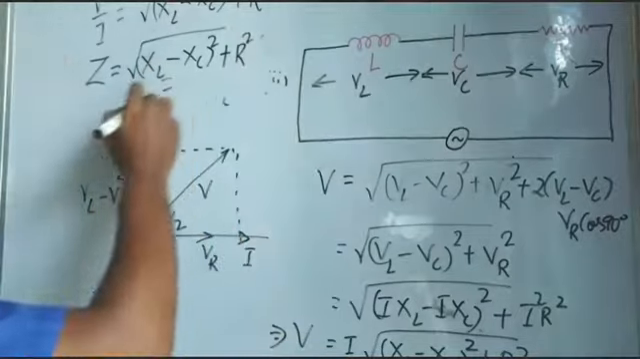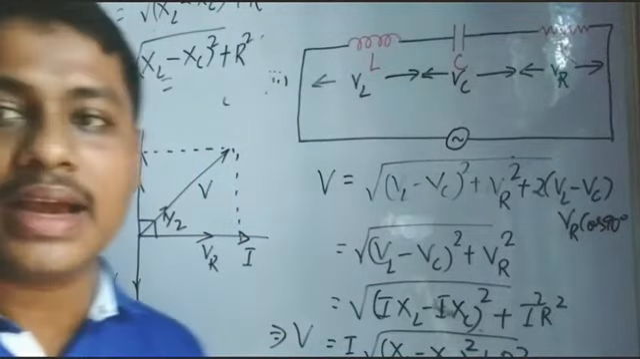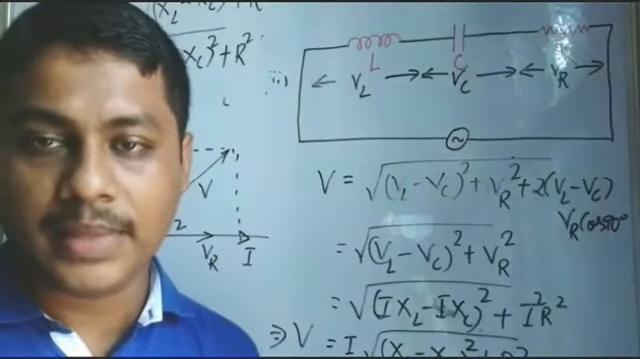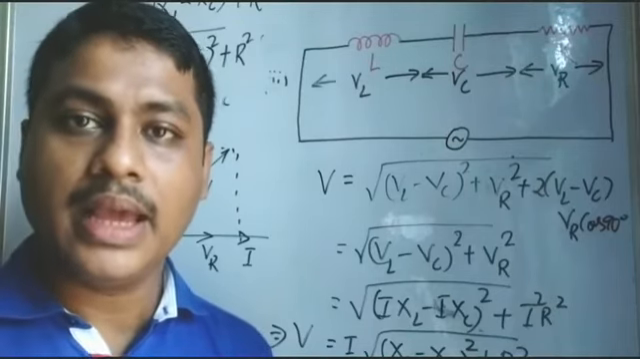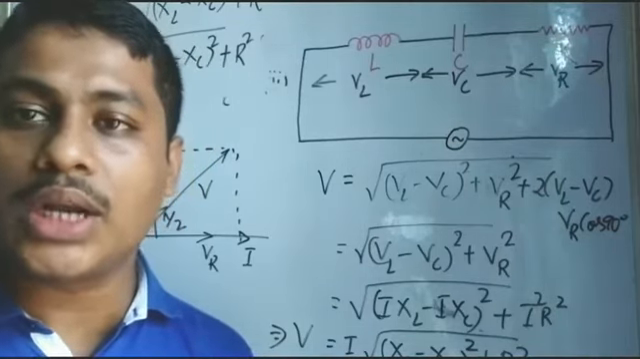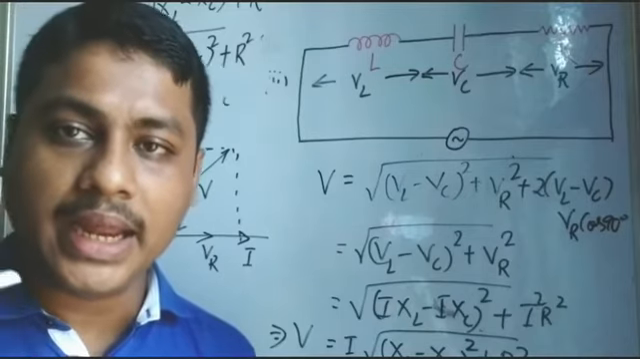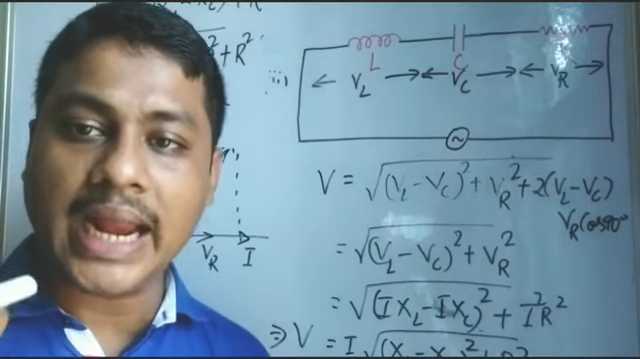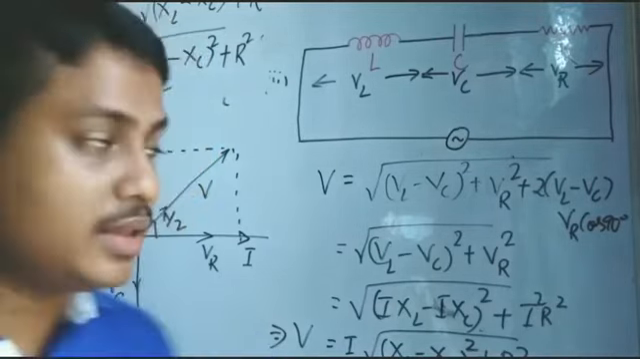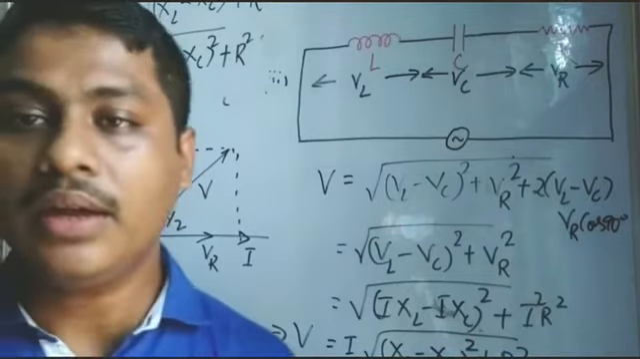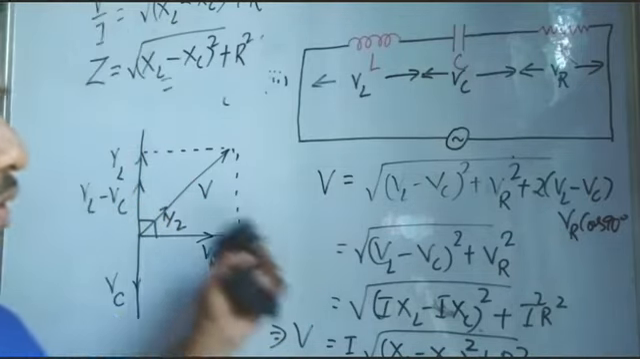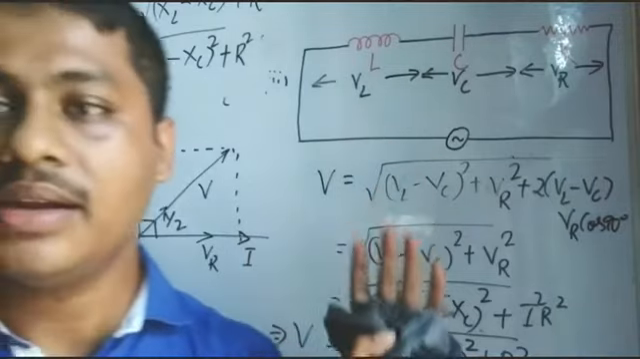Okay, so this Z is called the impedance of the circuit. And what does the impedance represent? Impedance represents the total resistance offered by the inductor, capacitor and the resistor. This is called the impedance of the circuit. And this way we have got the total resistance for the LCR circuit.